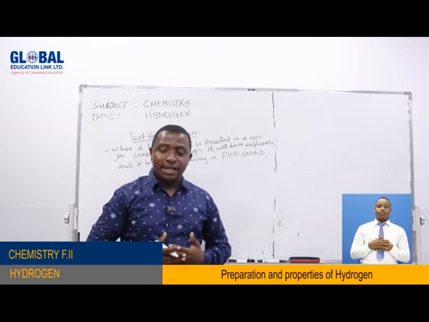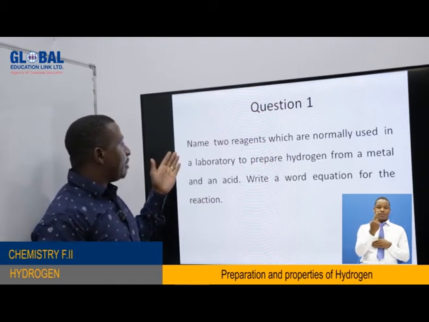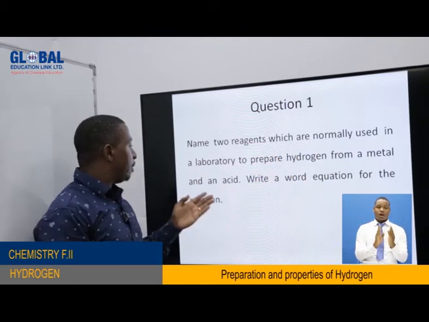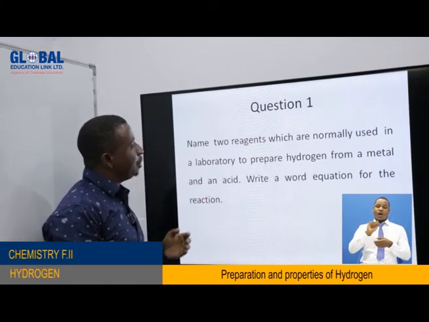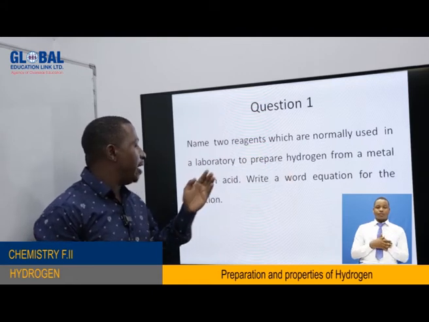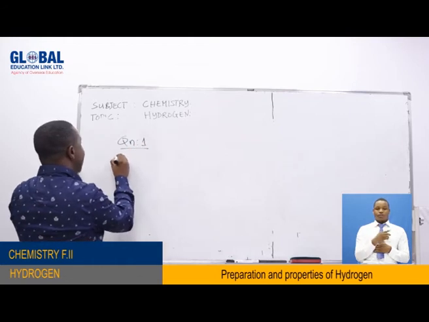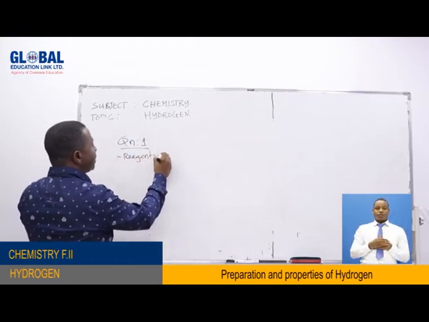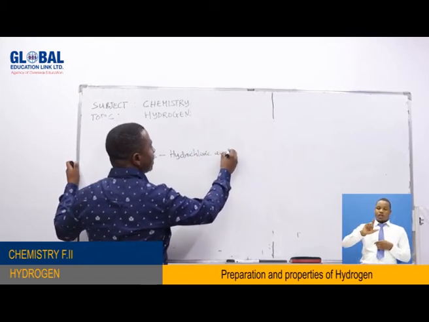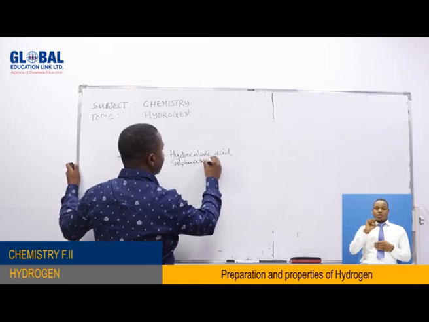Now, dear students, let us go and see some questions on this subtopic. Question number 1 says, name 2 reagents which are normally used in a laboratory to prepare hydrogen from a metal and an acid. Write a word equation for the reaction. The reagents are hydrochloric acid and sulfuric acid.